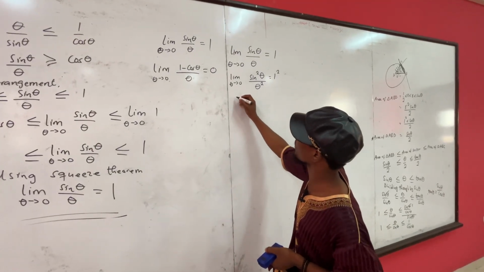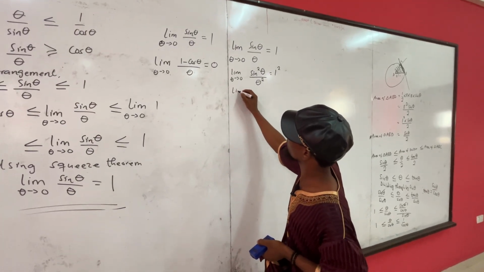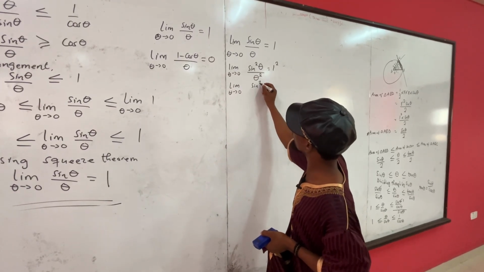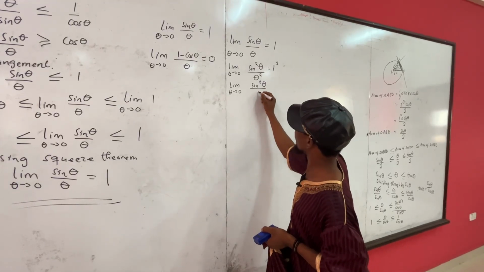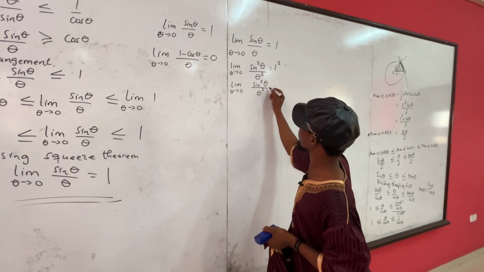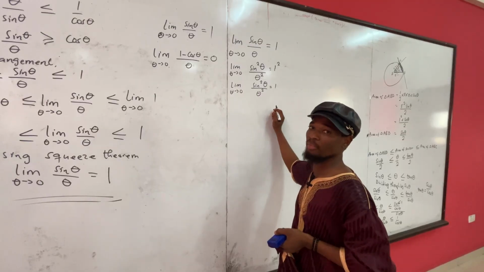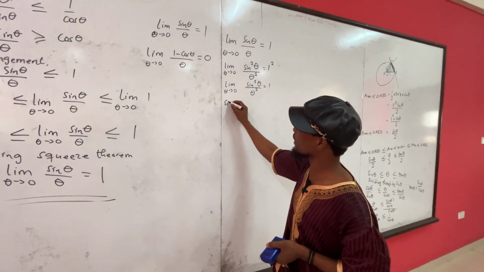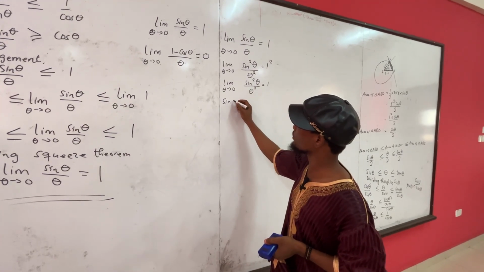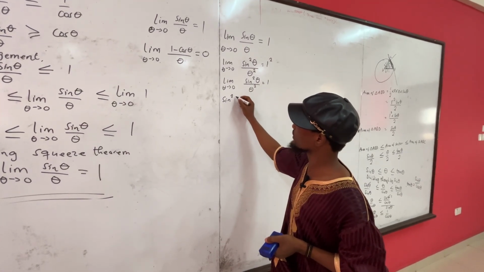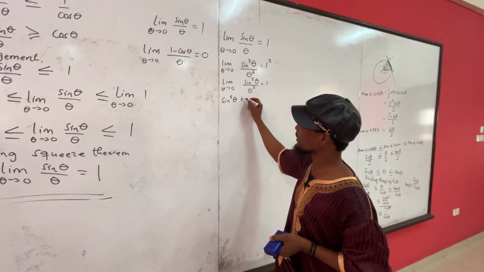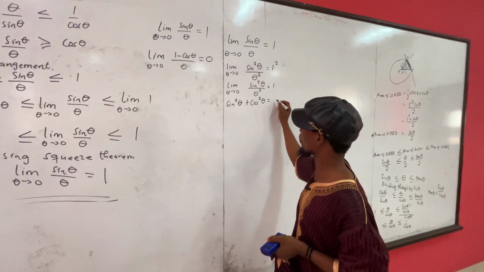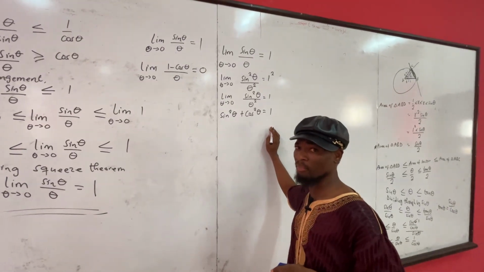Therefore, we can say that the limit as theta approaches 0 of sine squared theta over theta squared is equal to 1. But remember, from the Pythagorean identities, we already know that sine squared theta added to cos squared theta is always equal to 1. Do you remember this from trigonometry?